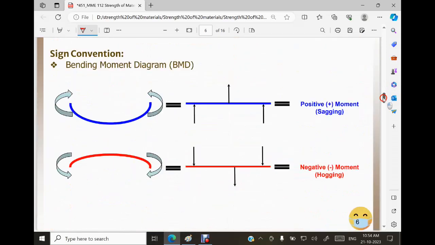Now let us go for the sign convention of bending moment. Anything whether it is on the right side of the section, first let me draw the section. Okay. This is my section.